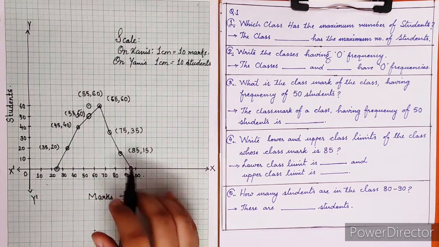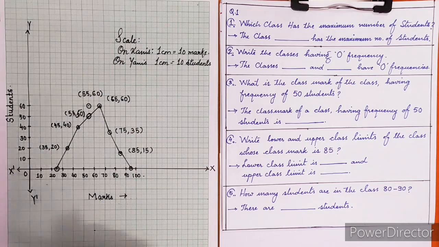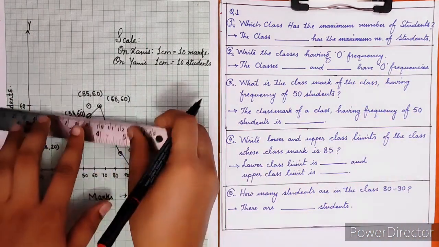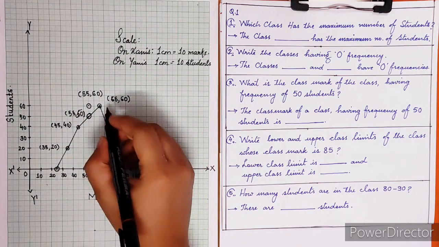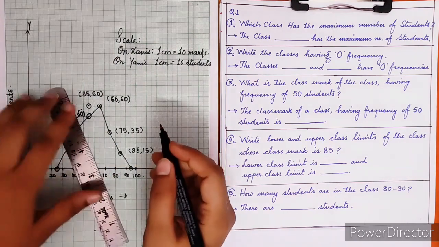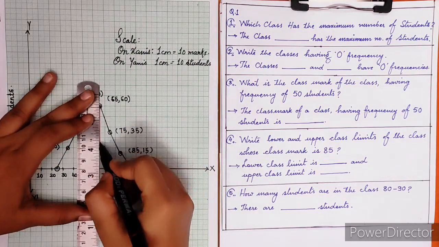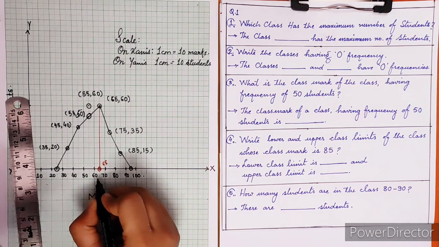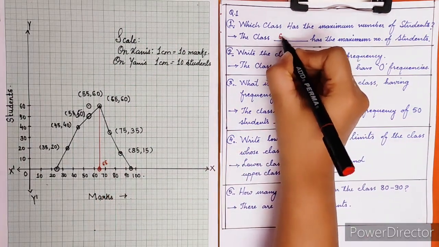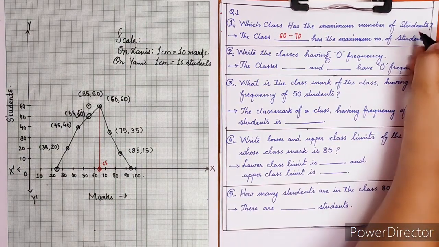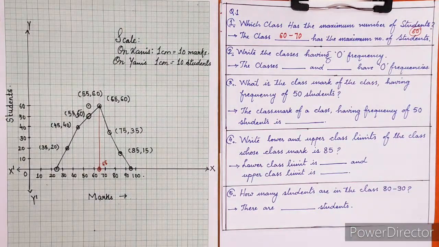So your polygon is made. You have to answer the given questions. What is the first question? Which class has the maximum number of students? So we'll see which coordinate is on the peak. It is this one. Here on x-axis it is 65, on y-axis it is 60. So this is a class mark which is 65 and it falls under the class 60 to 70. So class 60 to 70 has the maximum number of students, there are 60 students.